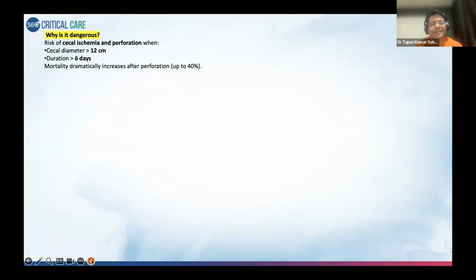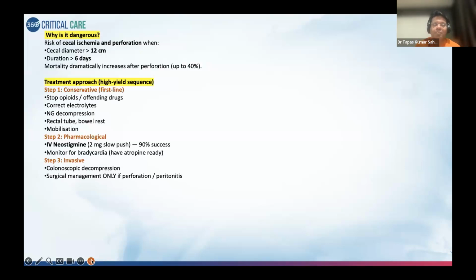Mortality dramatically increases after perforation, up to 40%. So with a cecal diameter of more than 12 centimeters and a duration of more than 6 days, there is a high risk of cecal ischemia and perforation. Now, the treatment approach, we have already discussed in our regular classes and you all know.